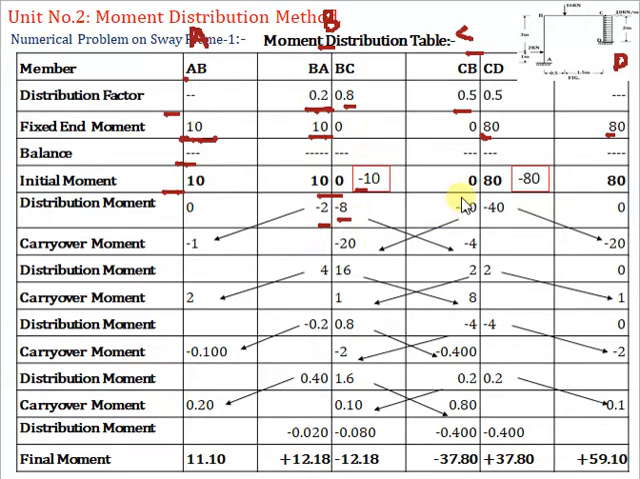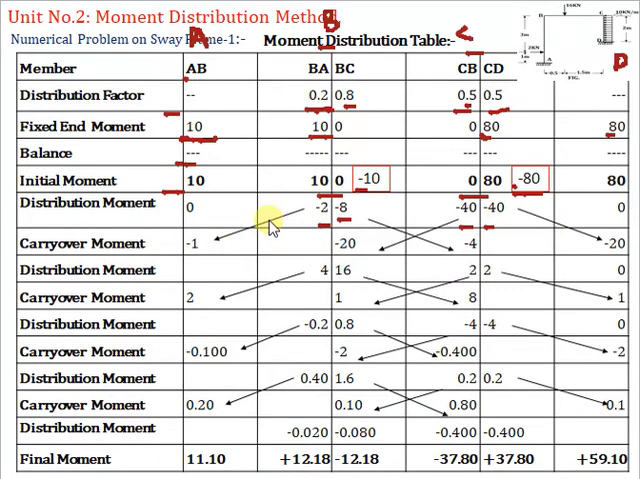Now look at the internal joint C, the moment coming is 80. So to maintain the equilibrium, we have to apply the correcting moment -80. So +80 and -80 come out to be 0, and it will maintain the stability or equilibrium condition. So correcting moment -80 into distribution factor for CB becomes -40 distribution moment for CB. Correcting moment -80 into distribution factor of CD 0.5 comes out to be -40 distribution moment.